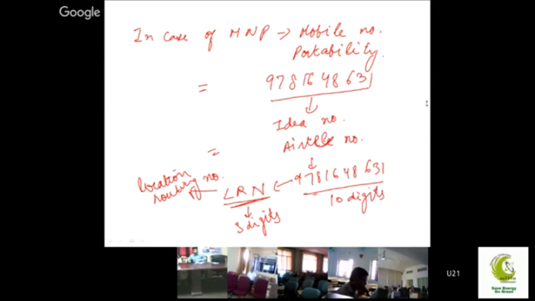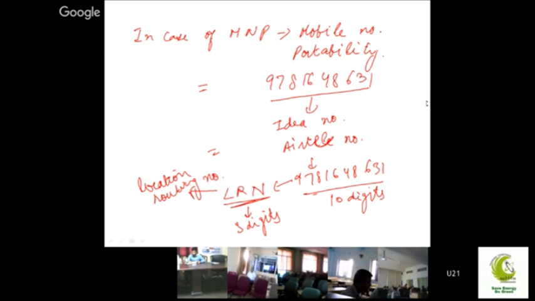Now the number remains the same. If I want to make a phone call, it should not go to Idea's network, because now I have changed to the Airtel network. A 3-digit LRN, that is location routing number, will come, which will route my call not to Idea but to the Airtel operator, because I have left the Idea network. Why would Idea still be handling all my facilities?